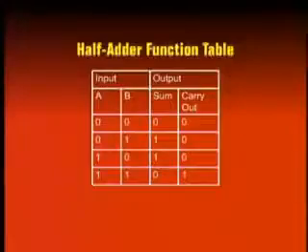The sum column shows the sum output of the half adder circuit. So the sum outputs are 0 1 1 0 respectively. Similarly, the carry out column shows the carry out output of the half adder circuit. The outputs are 0 0 0 1 respectively for the 4 input combinations.